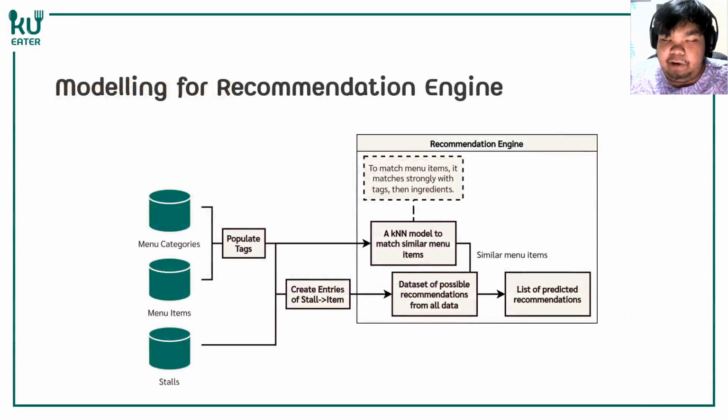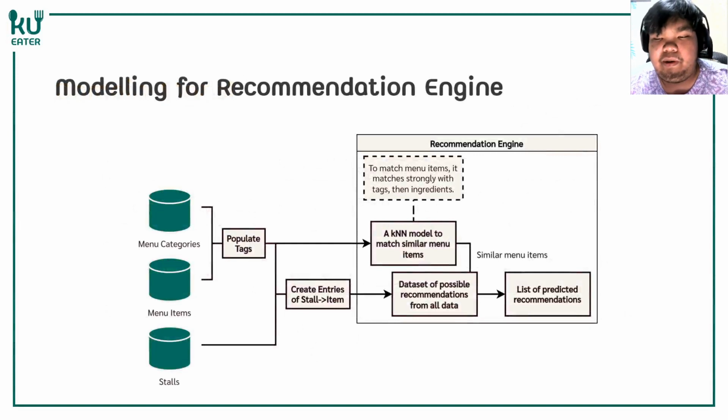So we could just come up with a recommendation engine that suits most modern recommendation engines, which is using item-based collaborative filtering with KNN. The parameters for training this model are menu items and menu categories. Those two datasets will be combined with each other, and then they will go through a similarity test on how similar two menu items are, and then they have stalls which create an entry between the menu items, and will produce a dataset of possible recommendations for all data.